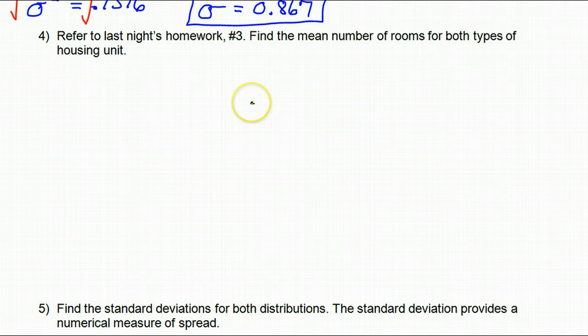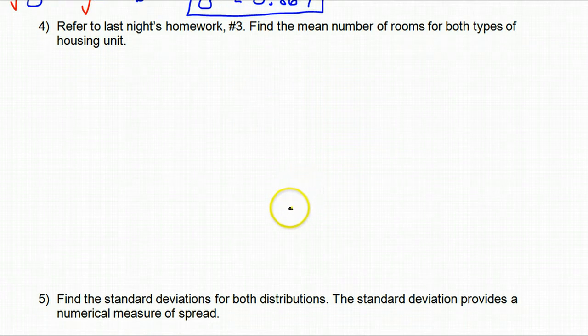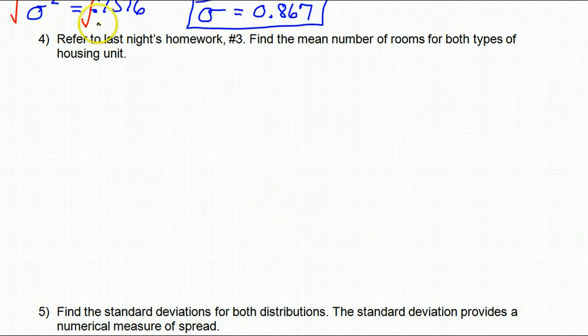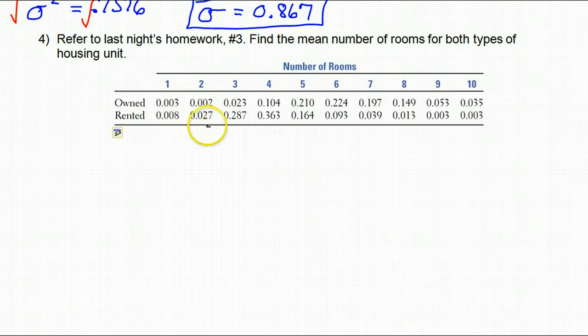Refer to last night's homework. I'm going to go back in time. Alright, never mind. Homework number 3. Find the mean number of rooms for both types of housing unit. This is infuriating. Alright, so here I have cut and pasted the distribution from number 3 from last night's homework.